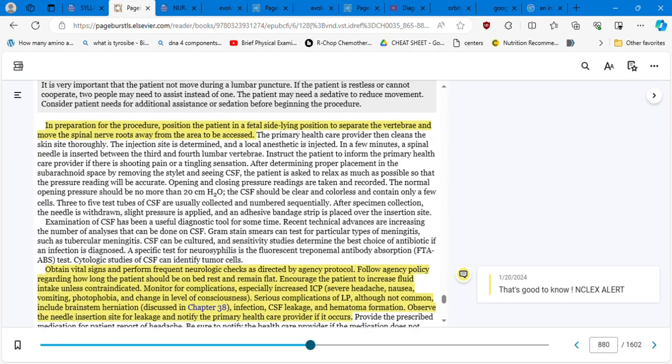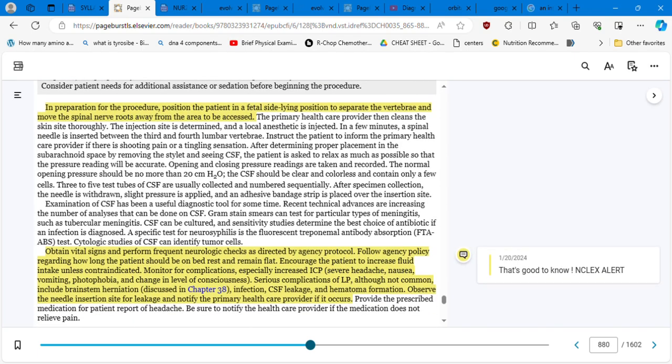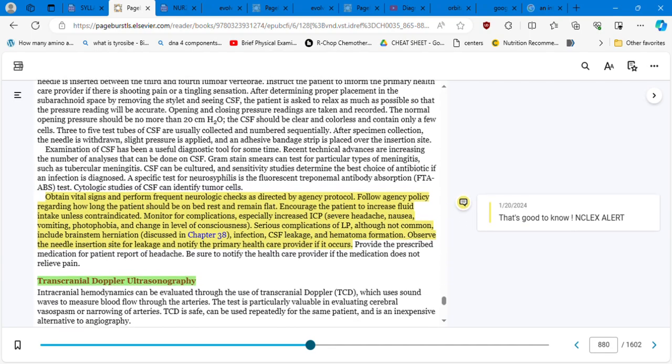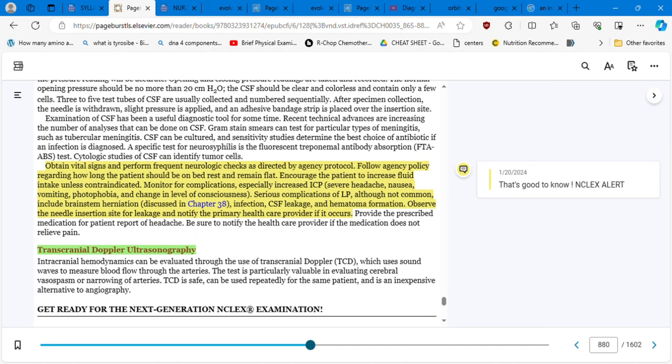In preparation for the procedure, position the patient in a fetal side-lying position to separate the vertebrae and move the spinal nerve roots away from the area to be accessed. Another NCLEX alert: obtain vital signs and perform frequent neurologic checks as directed by agency protocol. Follow agency protocols on how long the patient should be on bed rest and remain flat. Encourage the patient to increase fluid intake unless contraindicated. Monitor for complications, especially increased intracranial pressure.